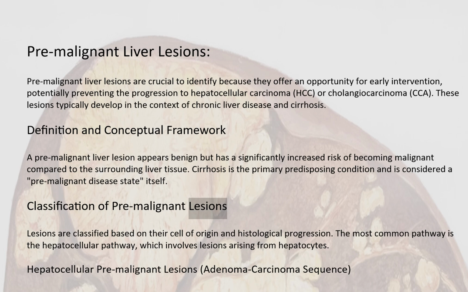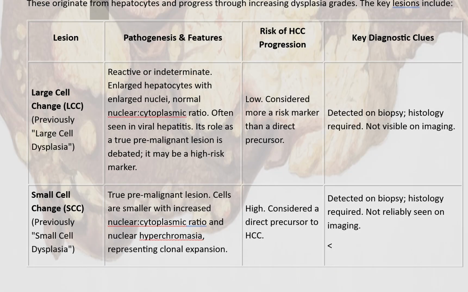Classification of pre-malignant lesions. Lesions are classified based on their cell of origin and histological progression. The most common pathway is the hepatocellular pathway, which involves lesions arising from hepatocytes. Hepatocellular premalignant lesions, adenocarcinoma sequence. These originate from hepatocytes and progress through increasing dysplasia grades. The key lesions include lesion, pathogenesis and features, risk of HCC progression, and key diagnostic clues.